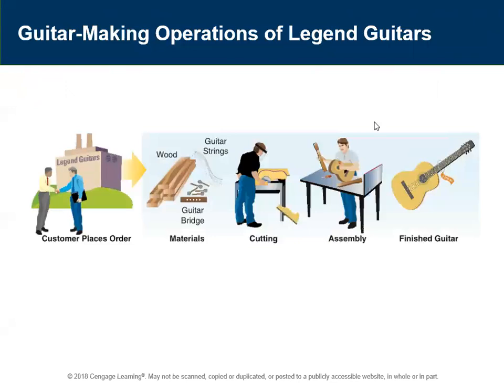So in this chapter, we're going to look at guitar making. Yay, right? They're a manufacturing company. So the customer places an order. We have to gather materials to make the guitar, makes sense, raw materials. So we purchase wood and guitar strings and whatever else, the little pieces we need. And then we have some different departments. We have somebody that's cutting all the wood and somebody that's assembling, and then we have a finished guitar. That's just showing you visually one example of a manufacturing process.